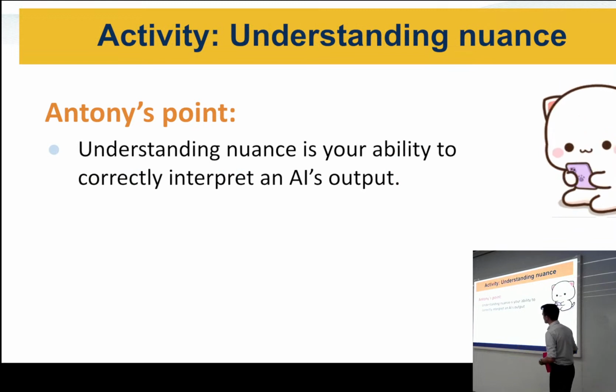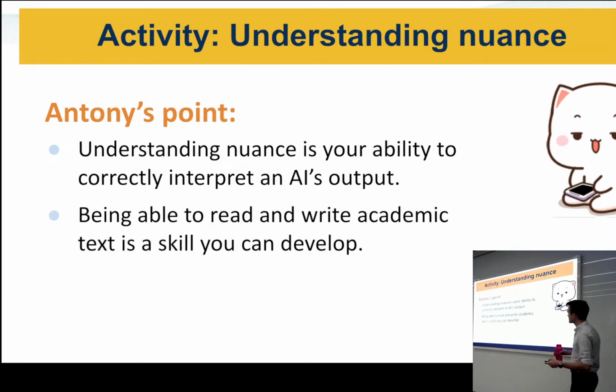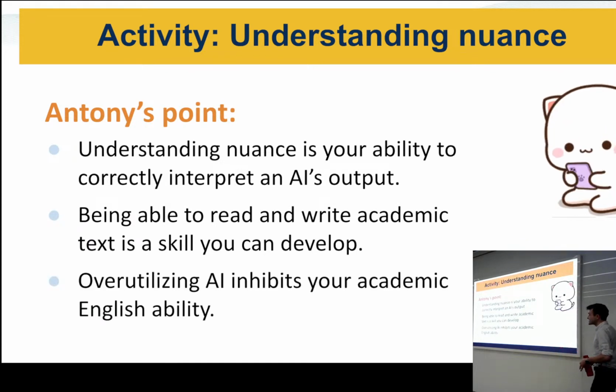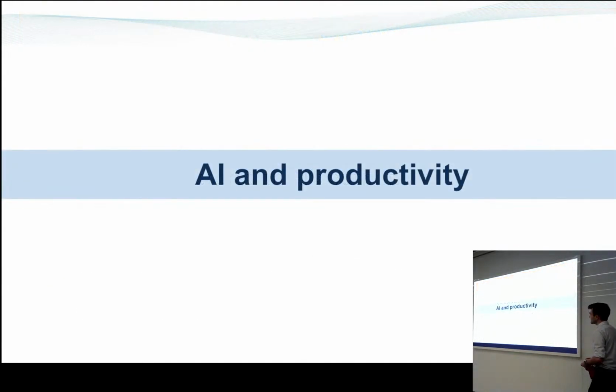Understanding nuance is your ability to correctly interpret AI's output. Being able to read and write academic text is a skill you can develop. Overutilizing AI inhibits your academic English ability. Now, let's talk about all the great things AI can do for us.